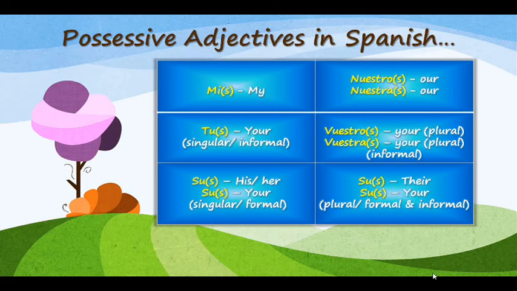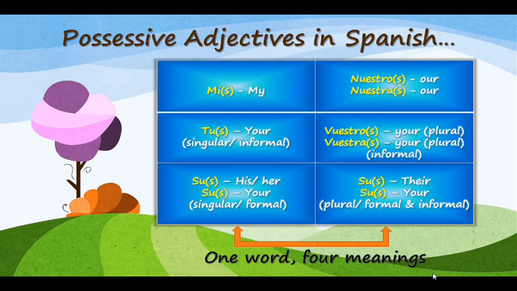So mi or mis is my, tu, tus, your, and that is the singular informal way you would refer to your. So informally you're talking to somebody and you know them well. Su and sus actually has 4 meanings for one word, which really is going to make your life easier because all of these meanings are different meanings but the same word. So you only have to memorize one word.